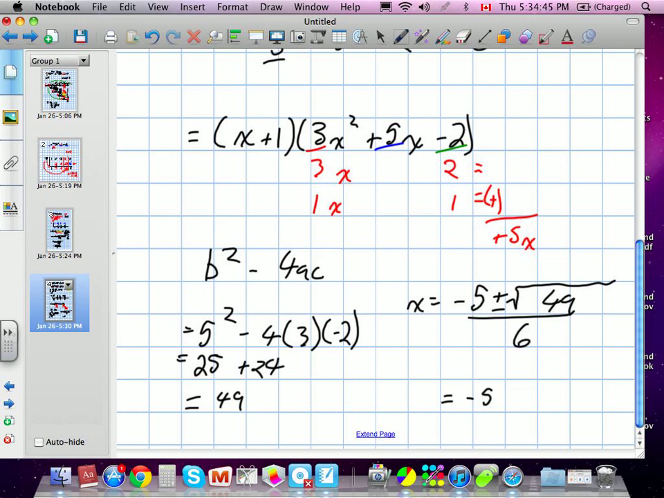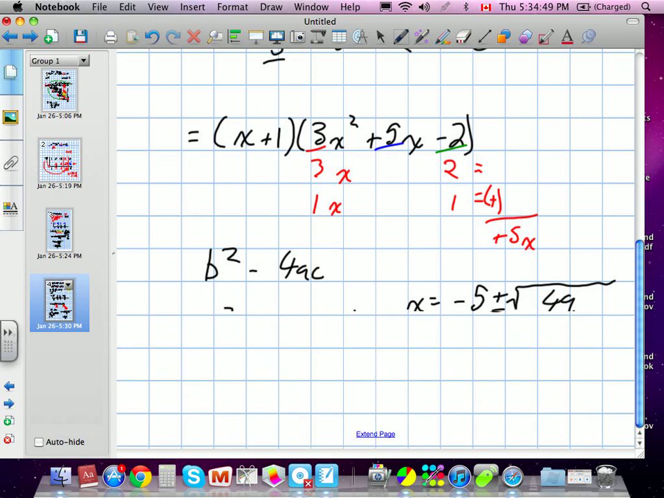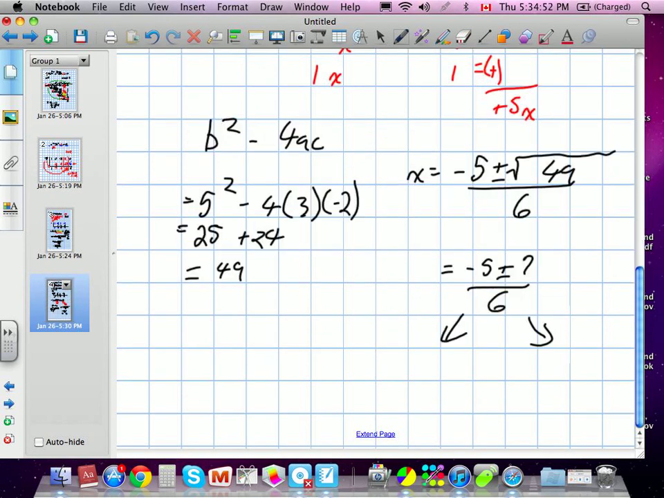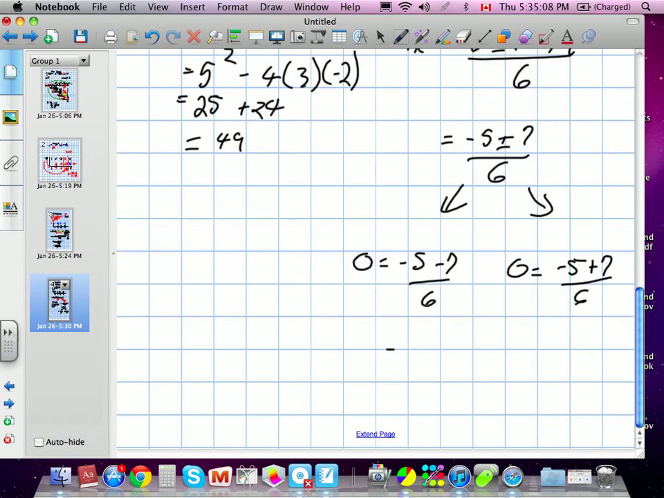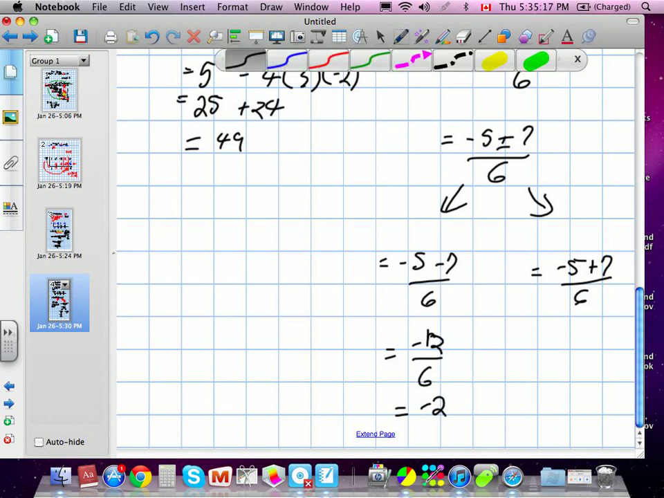We split this equation. And we get x equals -5 minus 7 divided by 6, and x equals -5 plus 7 divided by 6. This will give us -12 divided by 6. Is that right? -2 is one of them. Sorry, I don't know why I said 0. It's x. X equals -2. And in this version, we get, yeah, 1/3.